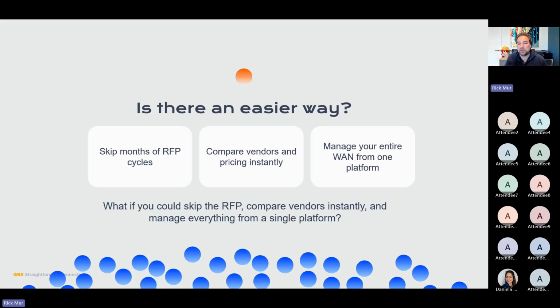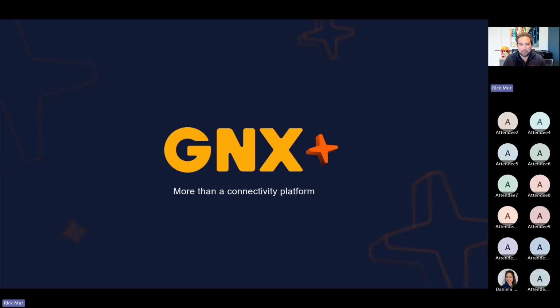What if it would be possible to skip the whole RFP process, or still do it, but already have a lot of comparison, compare vendors instantly and manage everything through a single platform that you can use yourself without having to talk to a lot of different people? Well, that's why I'd love to introduce to you what we do.